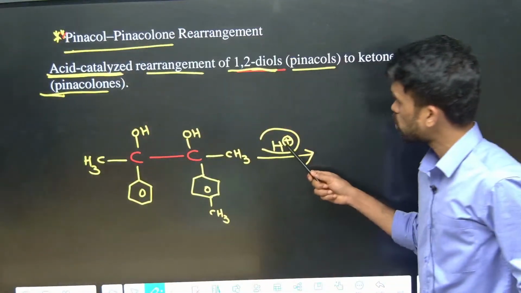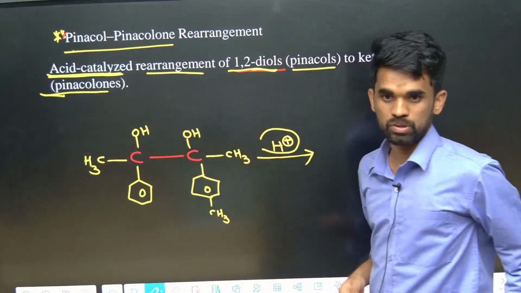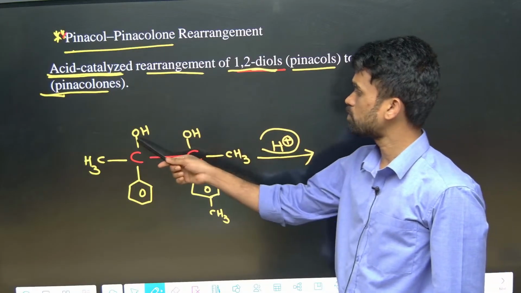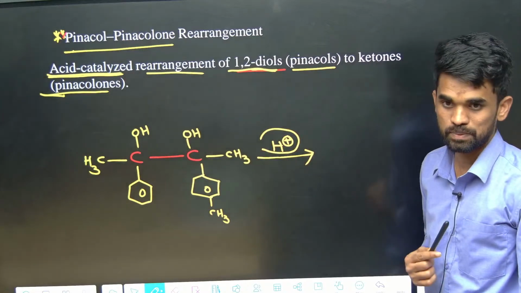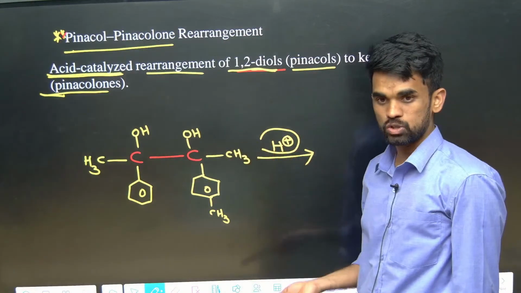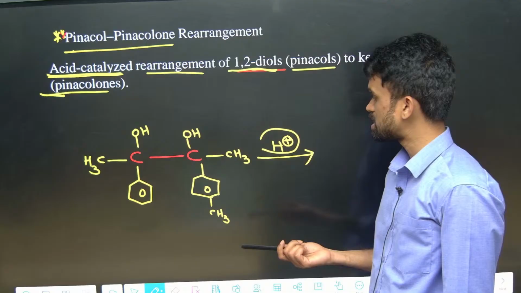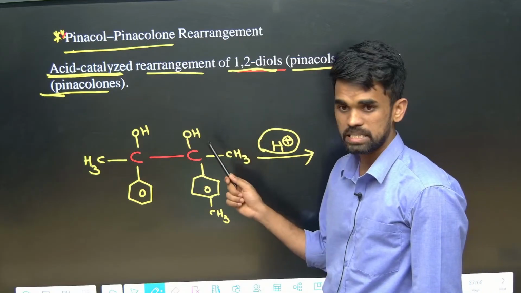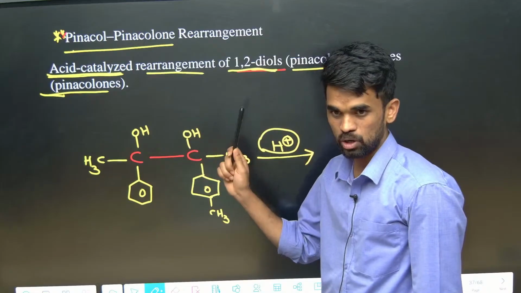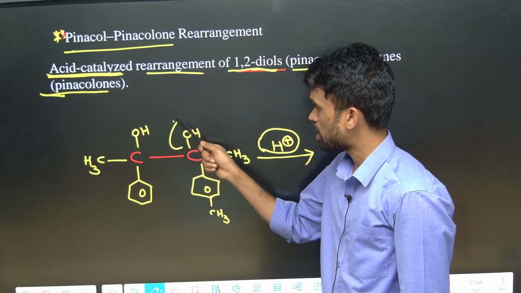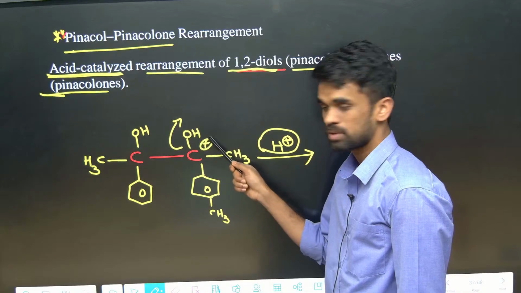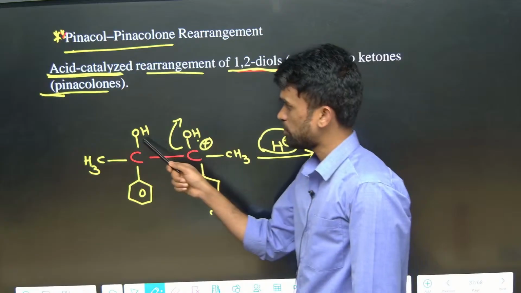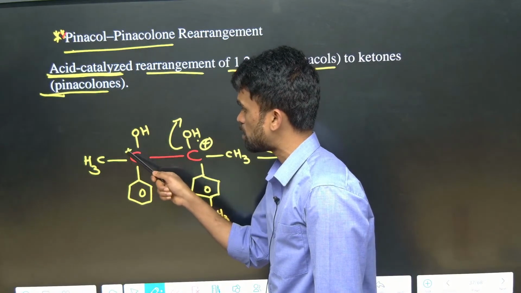Now this proton should be added to one of these OH groups, because we know a hydroxy group will abstract this proton. But out of these 2 hydroxy groups, which will abstract this proton? Because both of them are OH only. How can you decide this? When you add H plus to that OH, we need to remove it as a water molecule. If it is removed as a water molecule, we are going to get a positive charge. If I remove this OH from here, we will get a positive charge here, or if I remove this OH group, we are going to get a positive charge here.